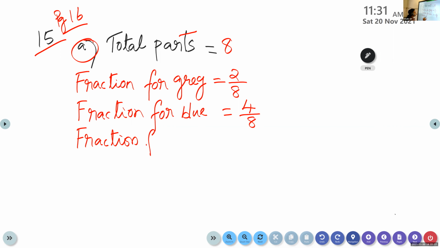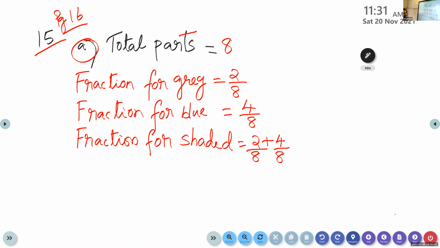Fraction for shaded means we can add gray color plus blue color. That is, find the fraction for shaded using addition. So we can write here 2 by 8 plus 4 by 8.